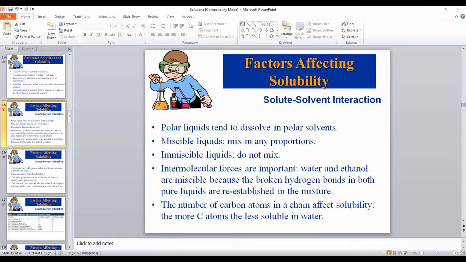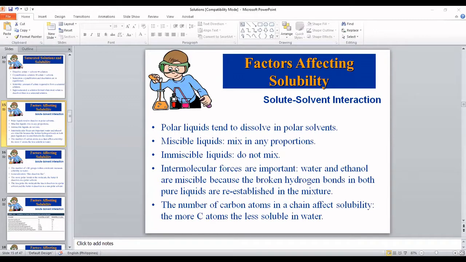For this afternoon, we'll cover the remaining topics on our module in solutions. But before that, we're going to review what we have discussed last meeting. Okay, last meeting, we have started discussing the factors affecting solubility. And we have the solute-solvent interaction in here.